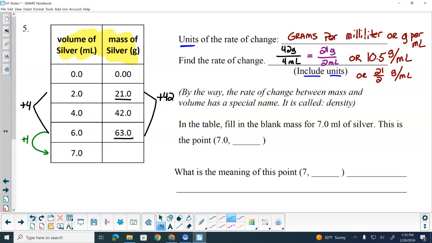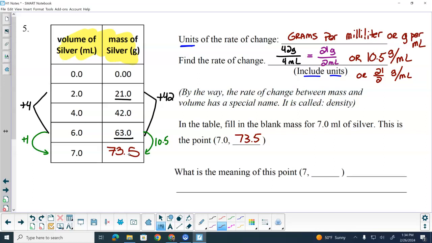It's what? By how much? Say it loud. By 10.5, right? So if we go up by 1, right here next to Mr. H, what does this side have to go up by? 10.5. Yes. So what is 63 plus 10.5? 73.5. So that means that the point 7, comma 73.5 is on our graph. And we can fill it in the chart.